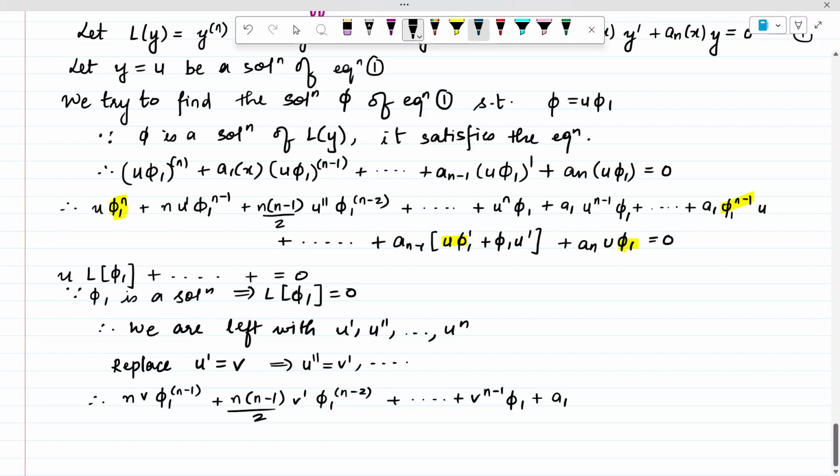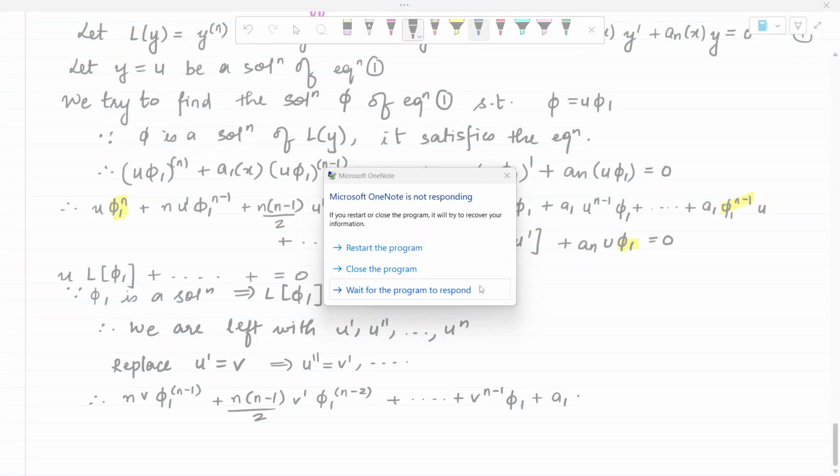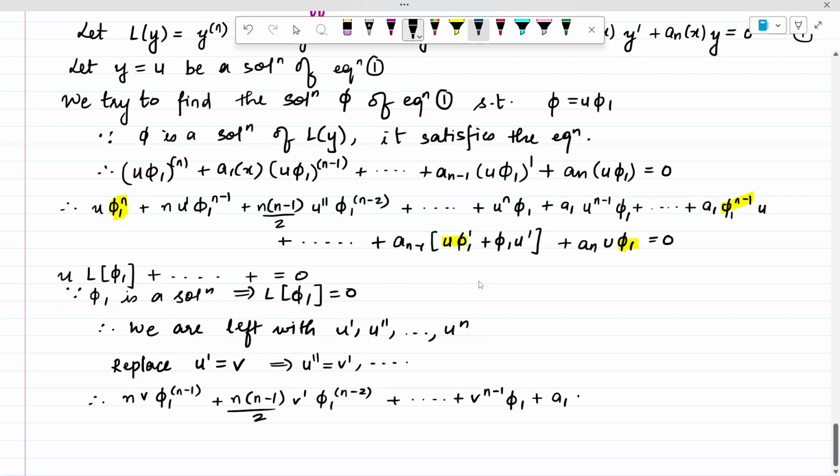Then you will have A1. Screen is not visible, ma'am. Not visible. One minute. Actually, the program cannot take a lot of annotations when it's now getting hanged.